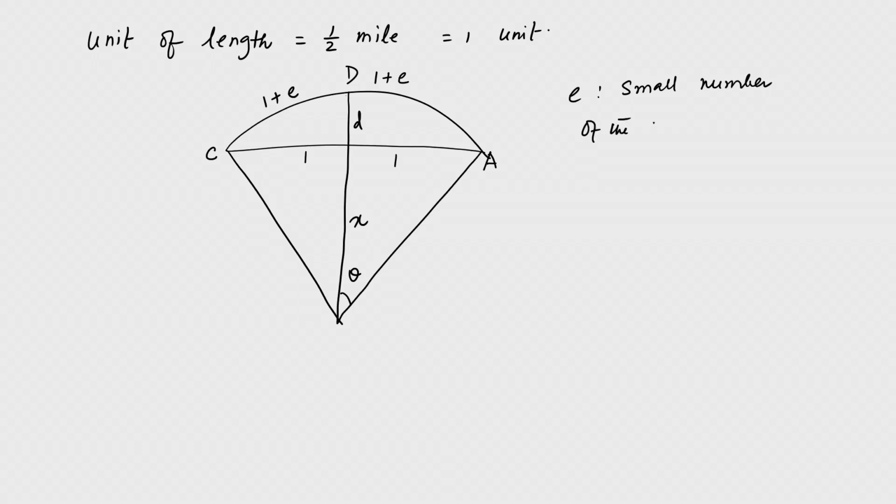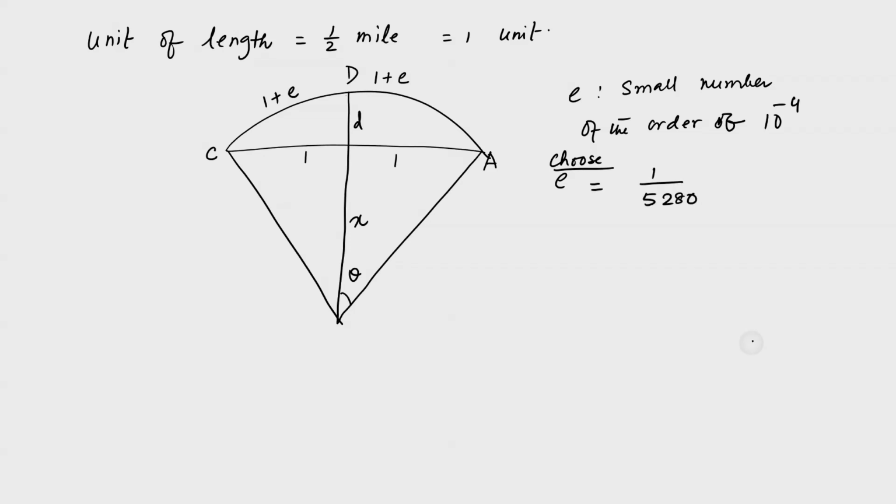Maybe of the order of 10 to the power minus 4. So, we do not have an idea of the magnitude, but one can choose E to be. We will just say that we choose E to be 1 divided by 5280, which is equal to 0.000189, where 5280 feet is equal to 1 mile. Okay, so that is the conversion.